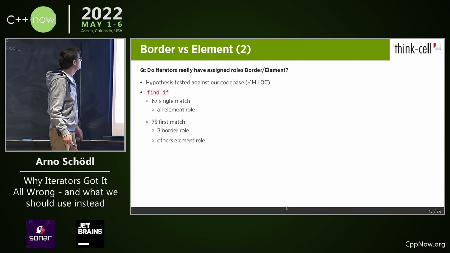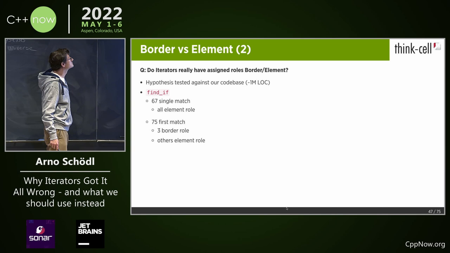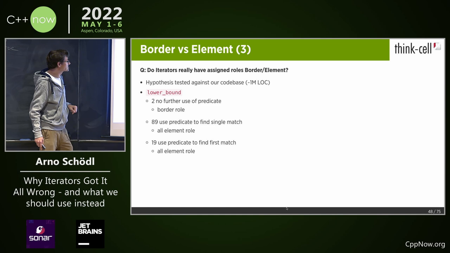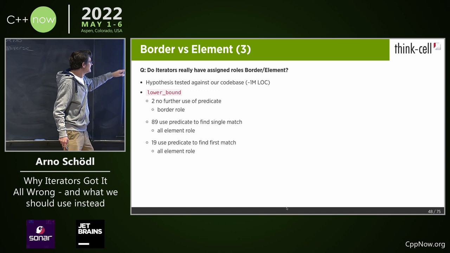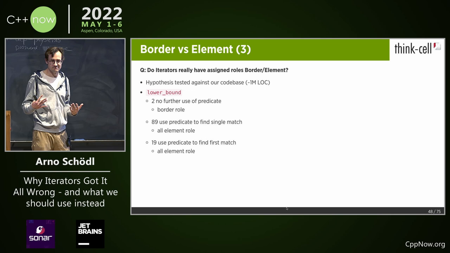Find if, similar story, right? It's really just a variant of find. They are all element role here. Here we have 3 in the border role. All others are element role. Now we did lower bound. So 2 of them actually are finding a border. Only 2. 89 of them use the predicate afterwards to ensure that we have a single match. That we are doing really a binary search. And we want the element afterwards.